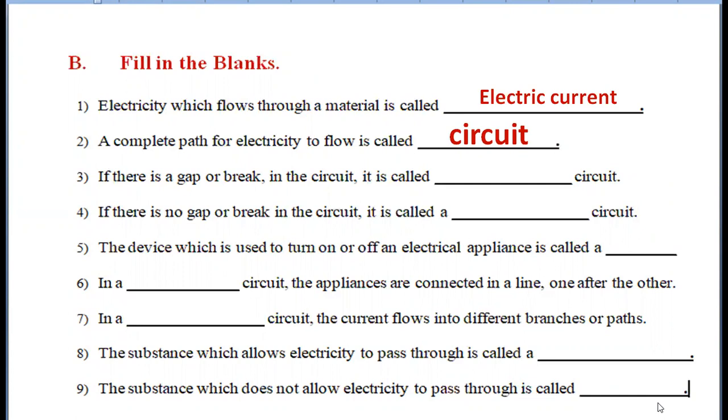Number 3, if there is a gap or break in the circuit, it is called an incomplete circuit. And if there is no gap or break in the circuit, it is called a complete circuit.